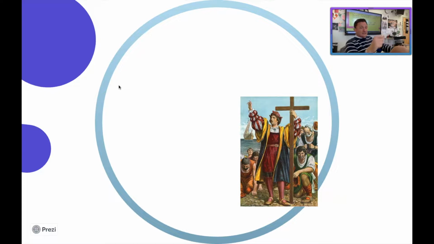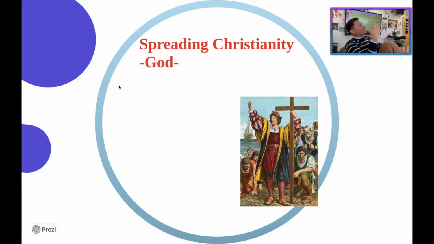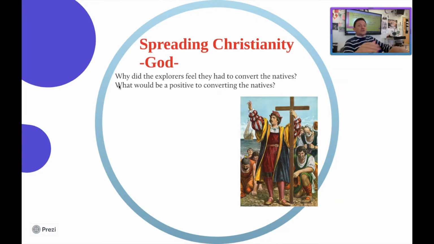So going forward, let's start off with one of these G's. Let's start off with God, shall we? So let's talk about spreading Christianity, okay? When the Spanish show up, the explorers feel that they have to convert the natives. They feel that it's going to be positive to convert the natives.